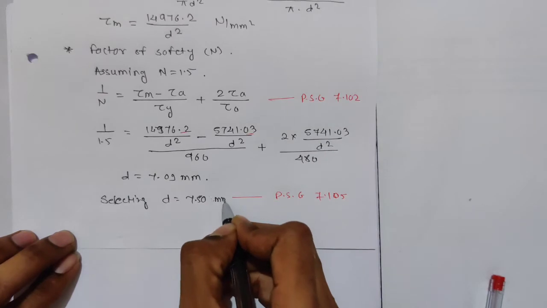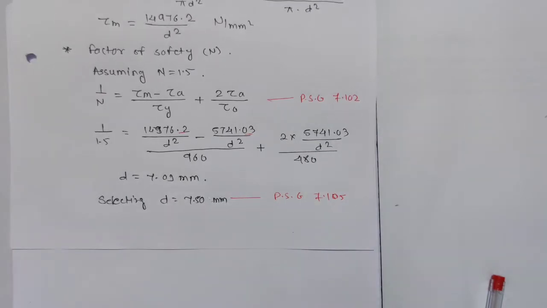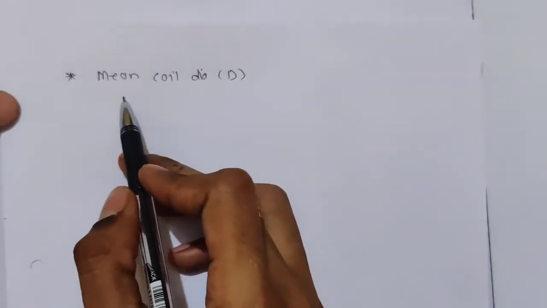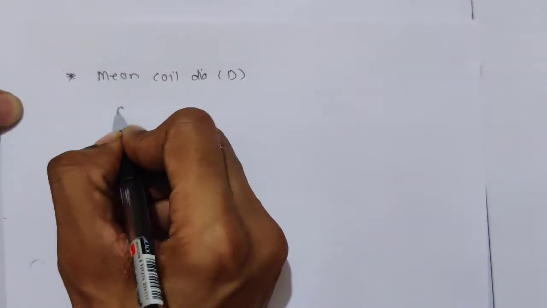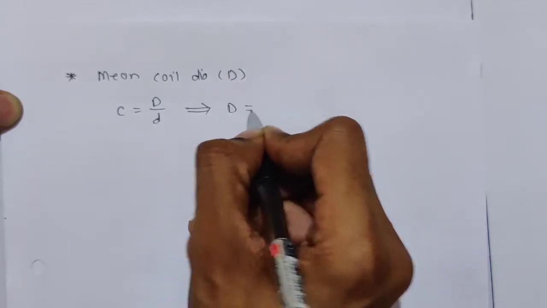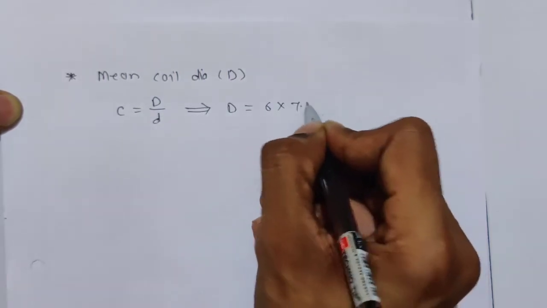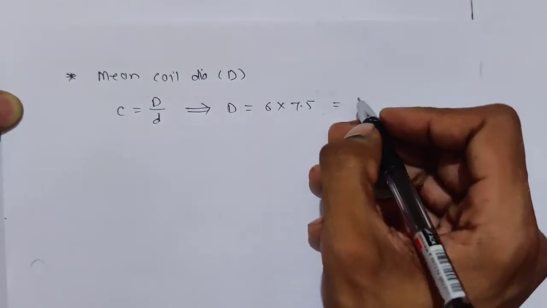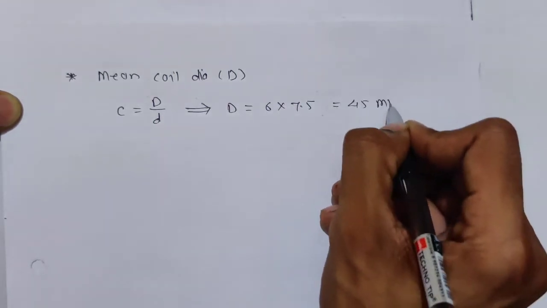7.5 mm. So next, all the things like mean coil diameter and number of coils are the same as in the static approach. Okay, we'll solve one full problem, so we'll go for that now. So the next term is mean coil diameter. We know the formula, C is equal to D by d. So from this, D is equal to 6 into 7.5, so you will get 45 mm.